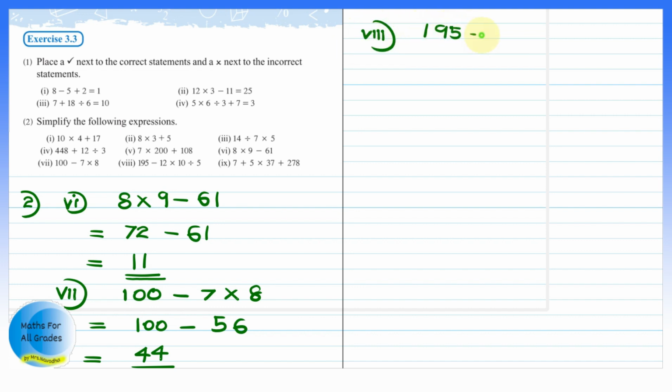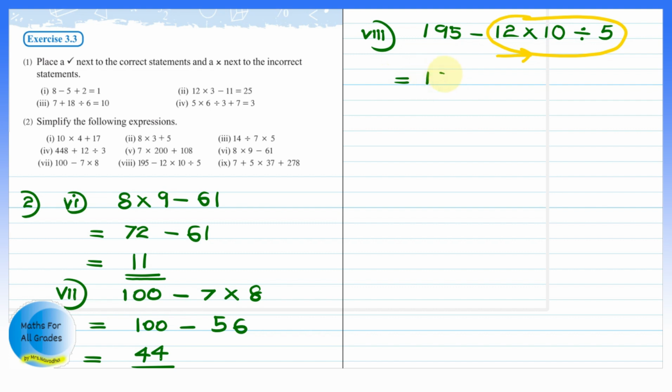195 minus 12 times 10 divide 5. We got subtraction, multiplication and division. Forget the subtraction for a moment and look at this part. Here we got multiplication and division. Then we are going to work from the left.